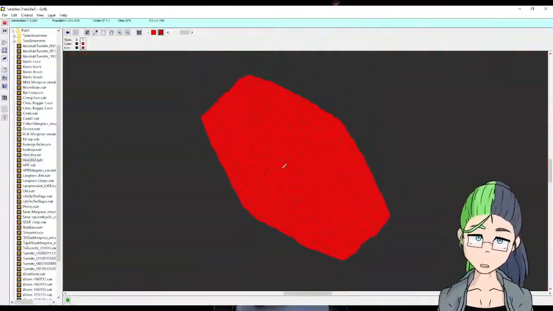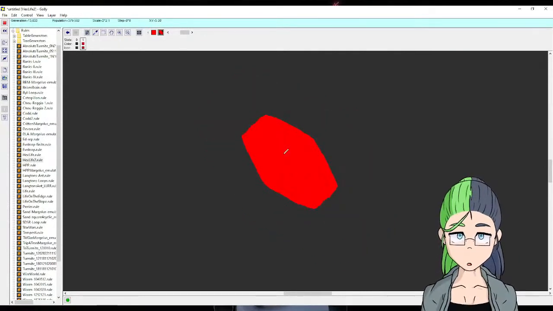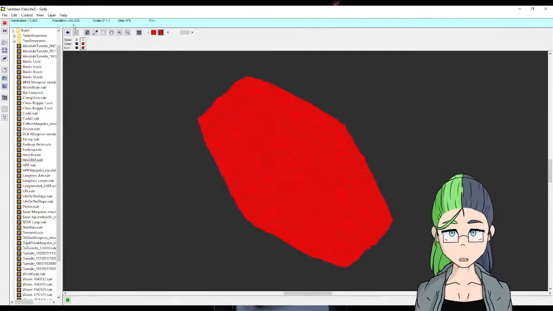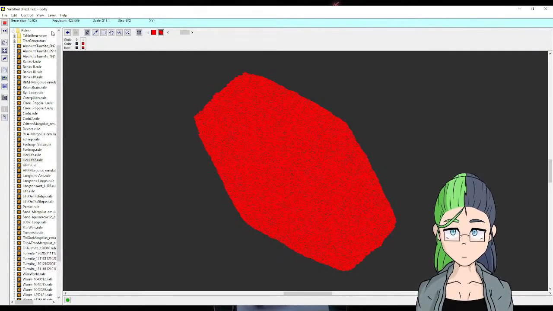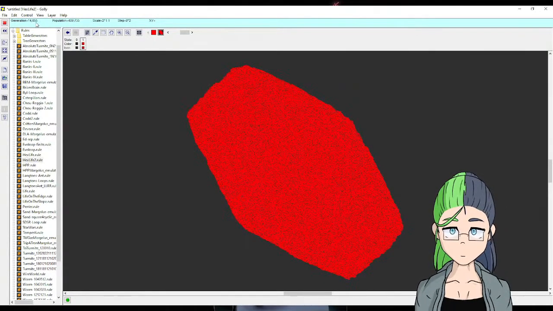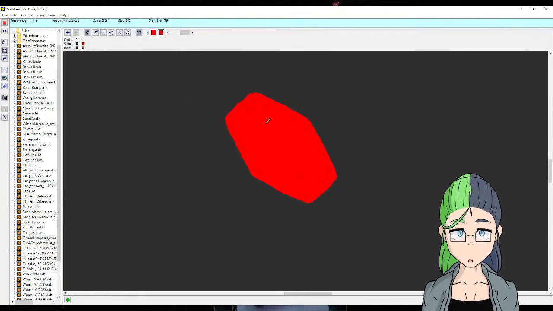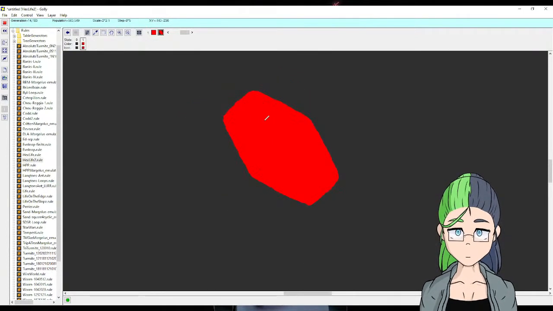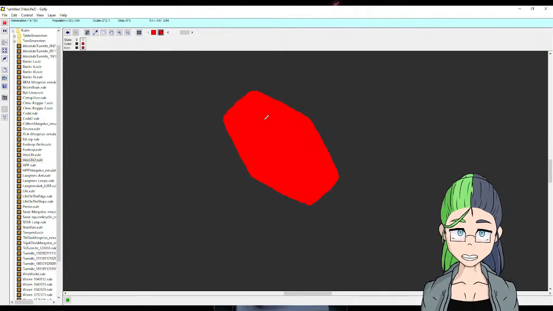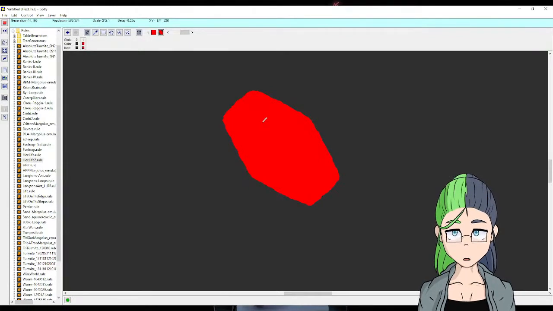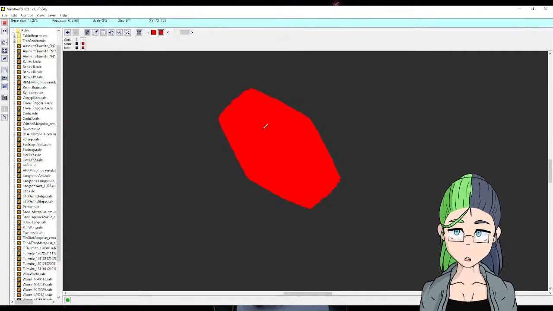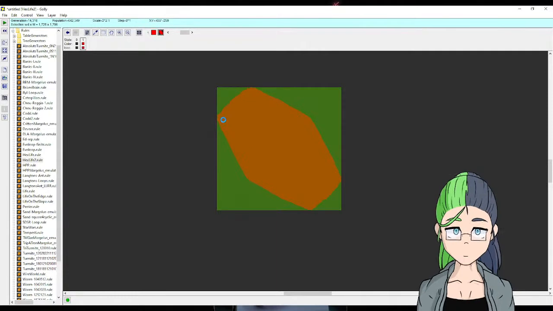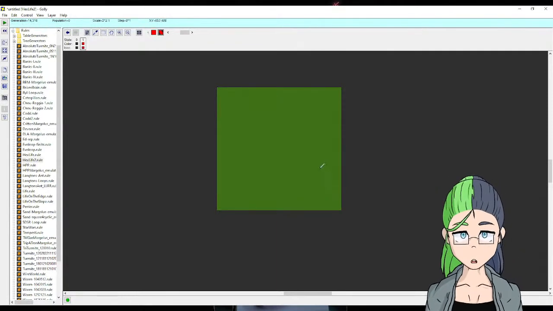Seizure warning, I guess. I don't know. Is there a way for me to make this even faster? Oh, okay, so my computer is having trouble handling that fast. But I get the feeling that if I let it go even further, it would probably end up a hexagon, because that was getting pretty close there.